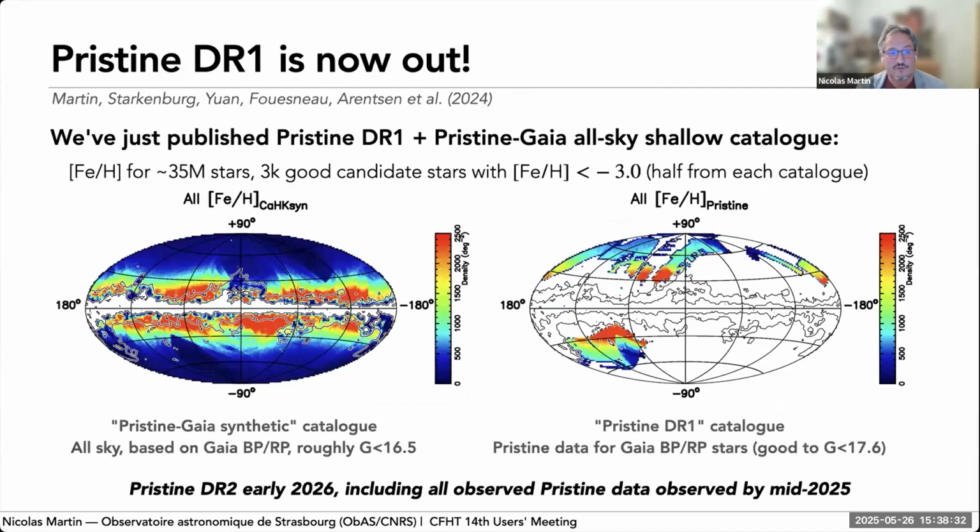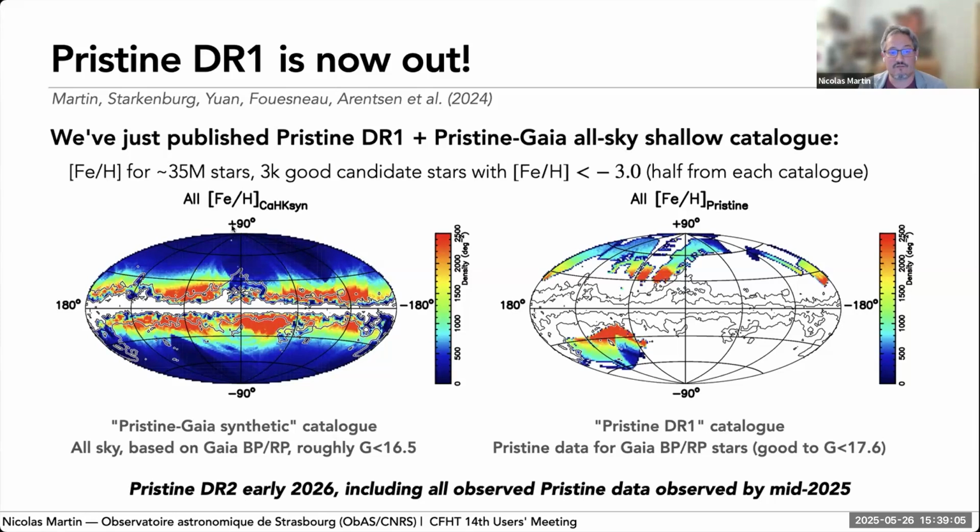Before I move to the future of Pristine, I wanted to point out that we published the first data release, DR1, about a year ago. This is a mix of Gaia-based data, effectively using the very low resolution spectra that Gaia has distributed for fairly bright stars, brighter than G of 17 or so. We're able to integrate these spectra onto the calcium K filter curve and effectively reproduce a Pristine-like survey over the whole sky for the bright sky.